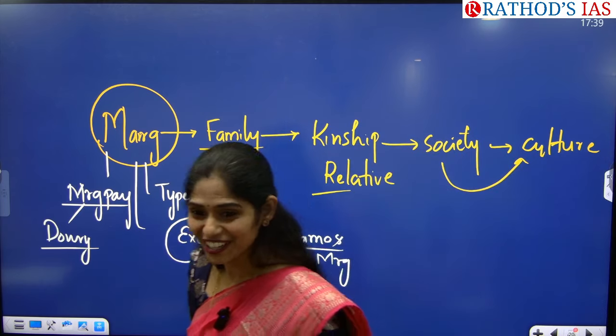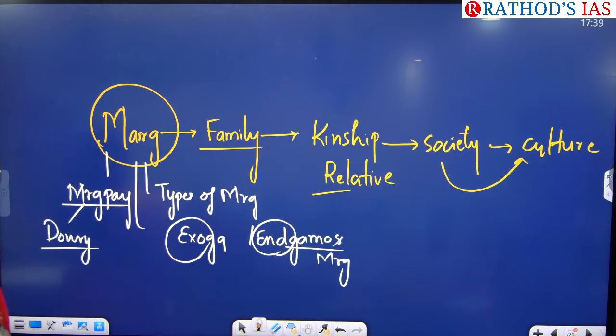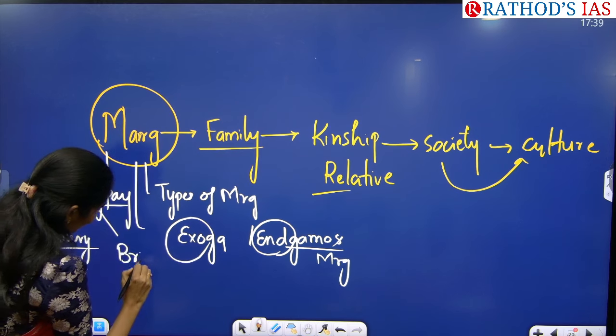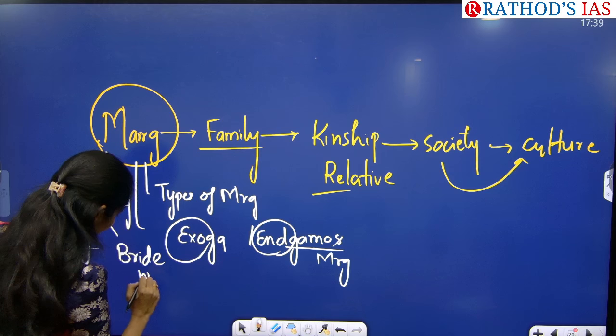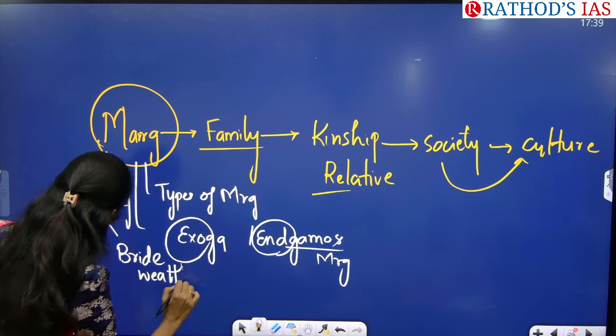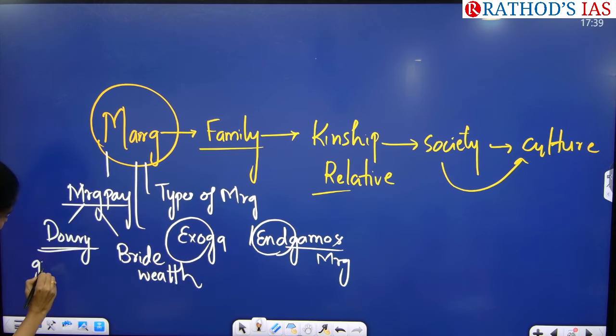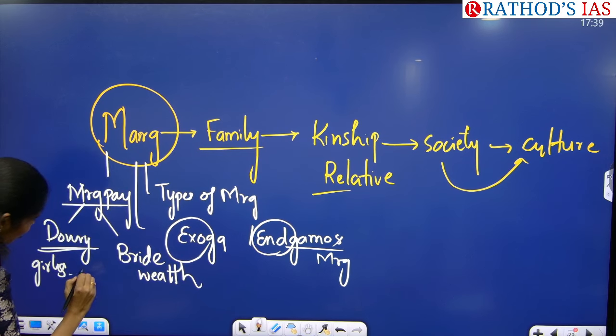Kanya Shulka, not dowry. Good point. Boys are giving, ma'am. Now boys are giving. What is that called? Yes, bride wealth. So we have two types of marriage payments. Dowry is given by a girl's family to the boy's family.